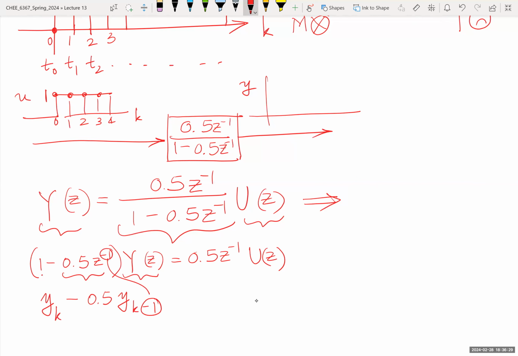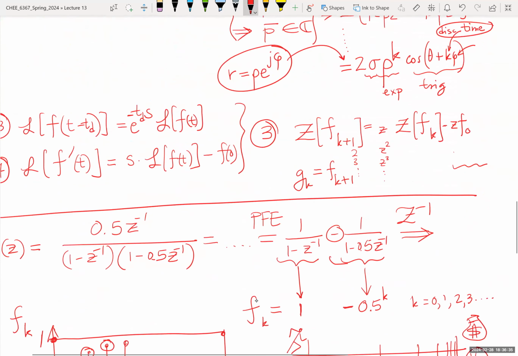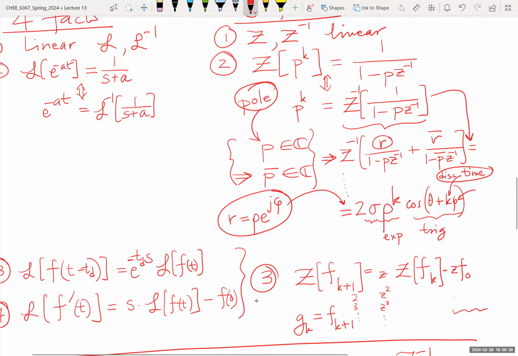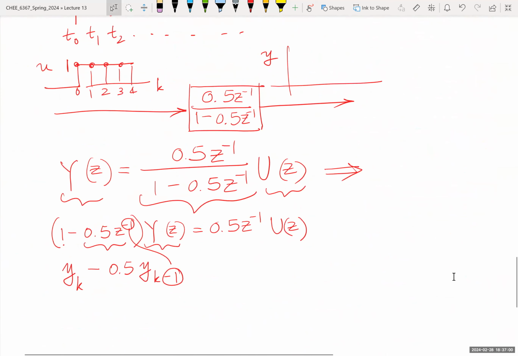From what fact did I deduce this? In my z domain cheat sheet. It's not 2. 2 is about this. It's 3, yes. If I have k plus 1, it's z to the plus 1. If I have k minus 1, it's z to the minus 1. The initial conditions are discarded because, as we explained, Laplace transforms, they have a transient effect. So this is the inverse of the left-hand side, and the right-hand side is 0.5 uk minus 1.